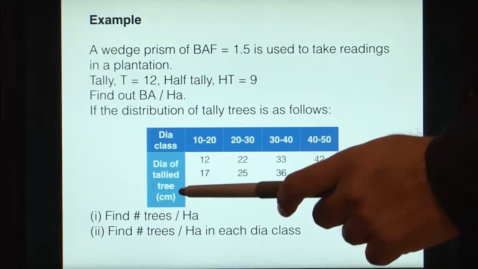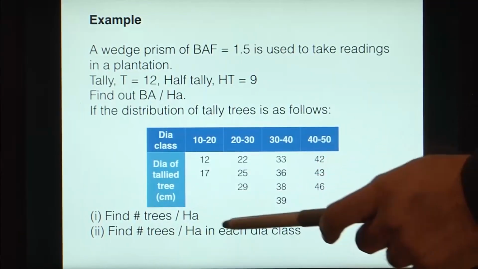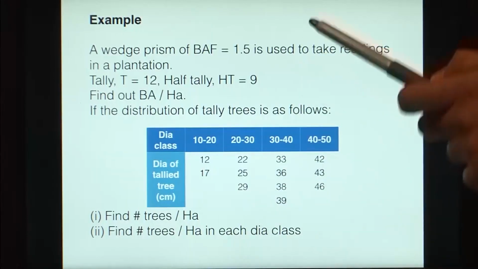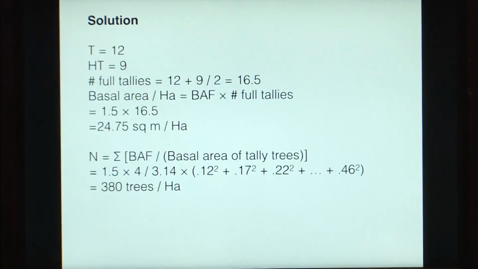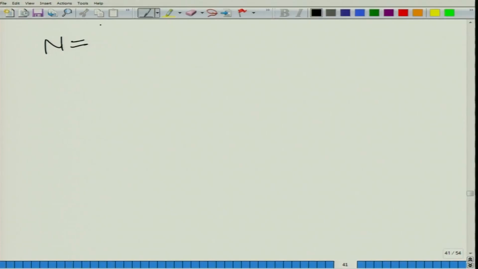Now we need to calculate the number of trees per hectare and the number of trees per hectare in each of the diameter classes. So, how do we do that? Let us now look at the value of n. Coming to the tablet, n, the total number of trees per hectare, is given by the basal area factor multiplied by the sum of 1 over the basal area of all the trees.